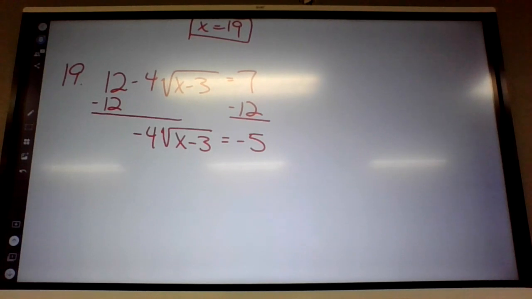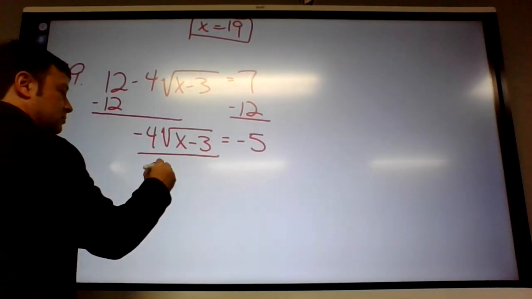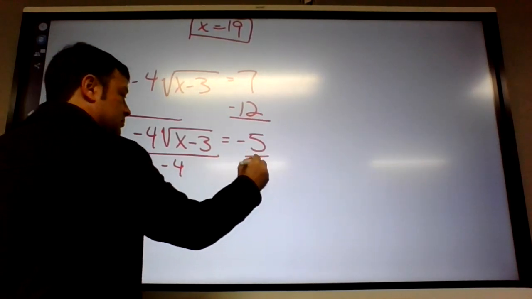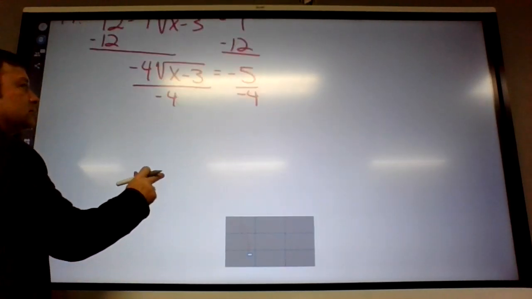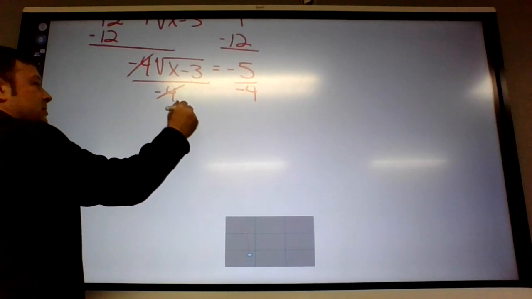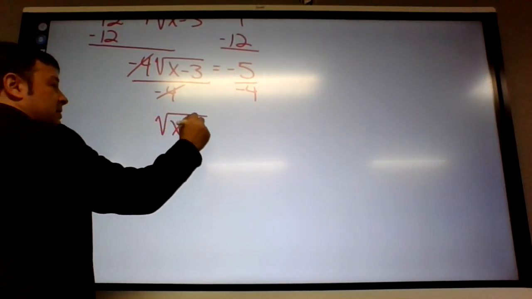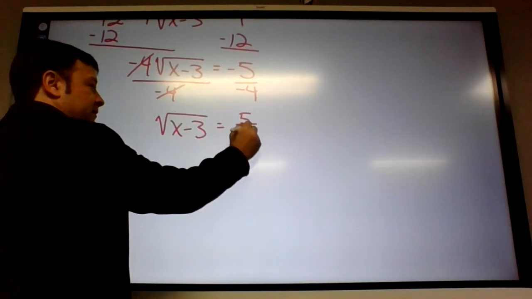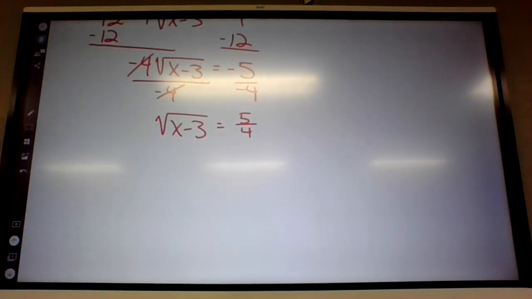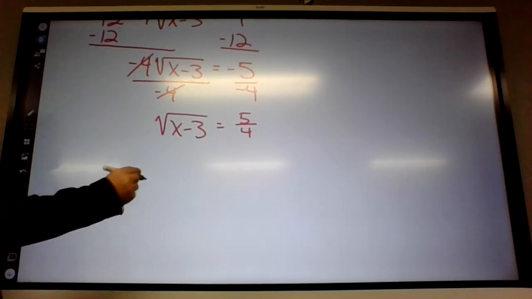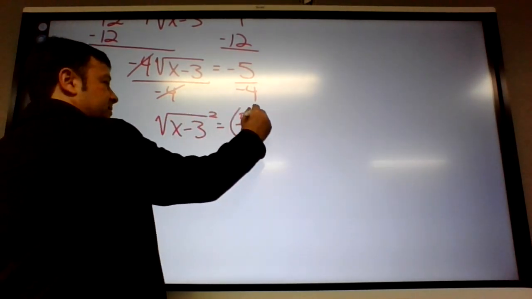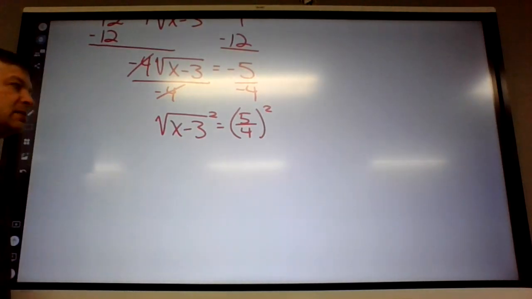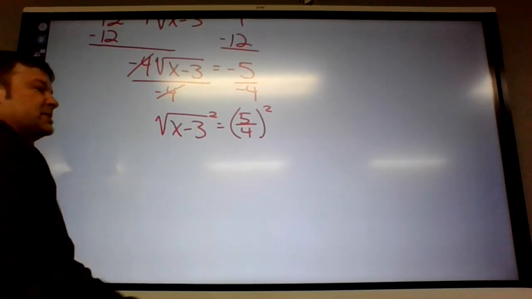All right, now what? Then we divide by -4. So we get the square root of x minus 3. Negative divided by negative is positive. 5 doesn't really divide by 4 well, so we just leave it as 5/4. Then we square both of them. Square it. You guys know how to square a fraction? You just do the square of the thing, so it'd be 25/16.